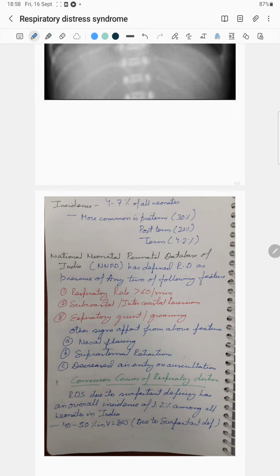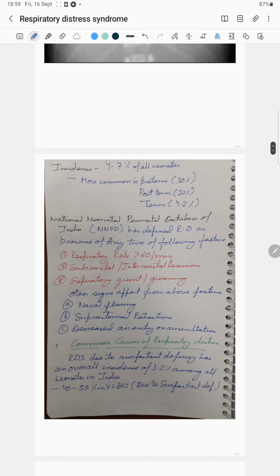The National Neonatal Perinatal Database of India has defined respiratory distress as the presence of any two of the following features. It is an important definition, and you have to know this. If the respiratory rate is more than 60 per minute. But before this you have to know that respiratory rate is different for different age groups. We know that for adults it is 16 to 20. Somewhere it is written 12 to 20, 14 to 20, or 16 to 20. But for newborns, neonates, the range of respiratory rate is different. That I will tell you later.